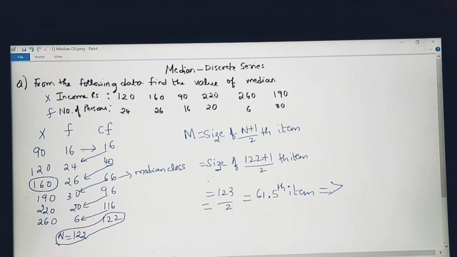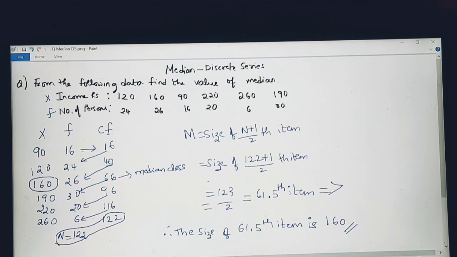So we will write a statement: therefore, the size of the 61.5th item is 160. This is how you will be solving a problem related to median discrete series.